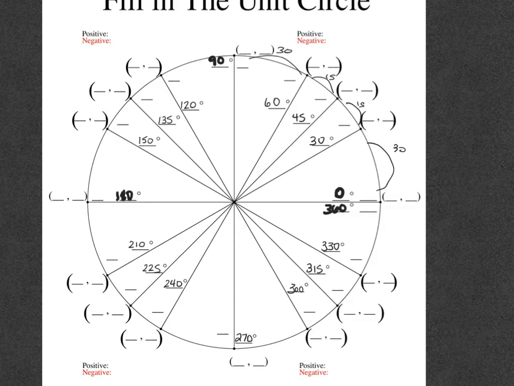Now we do the radians. So let's do the quadrant angles again. 0, pi over 2. I like to use the little space that's there as the fraction. You do it if you want to. Pi, 3 pi over 2, 2 pi.